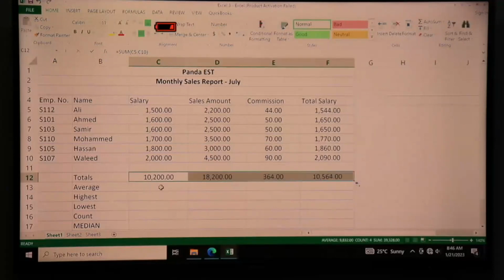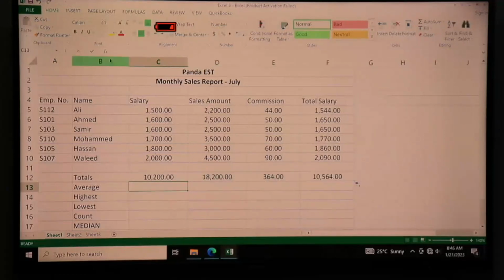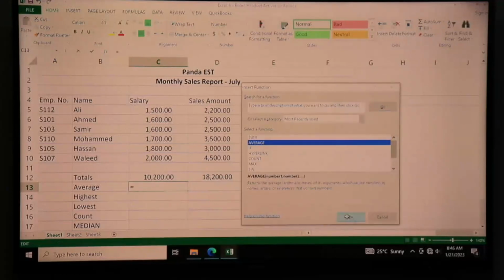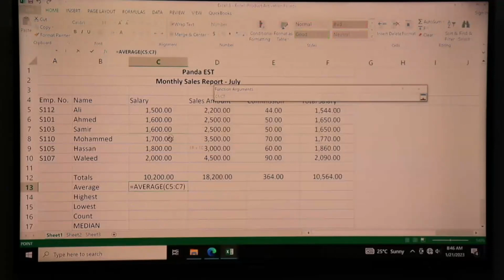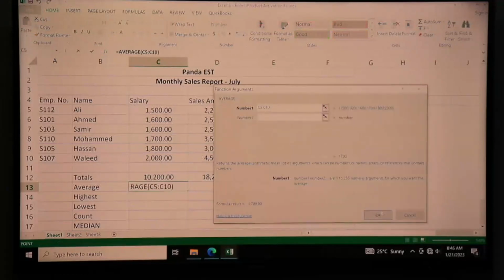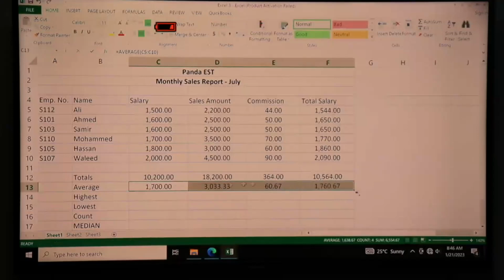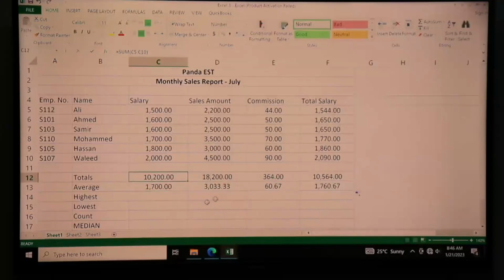If you are told to get the average, again you insert the function and look for the function AVERAGE, OK. Then you select the range of cells to be acted on, then OK again. So you don't have to struggle with formulas. The function gives this automatically, and makes your work very easy and very accurate.